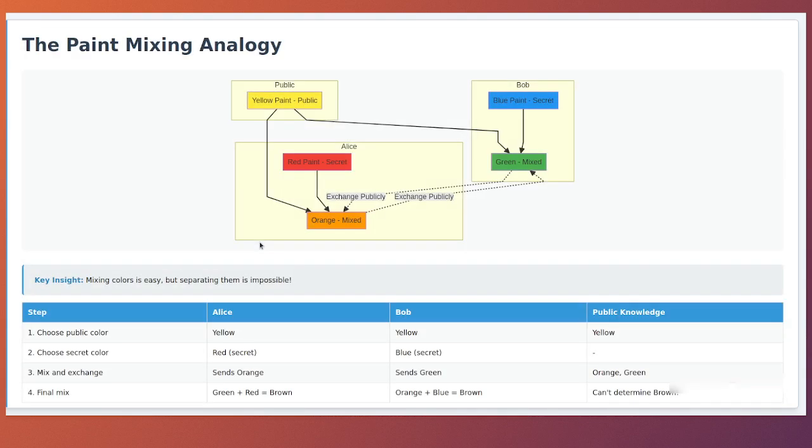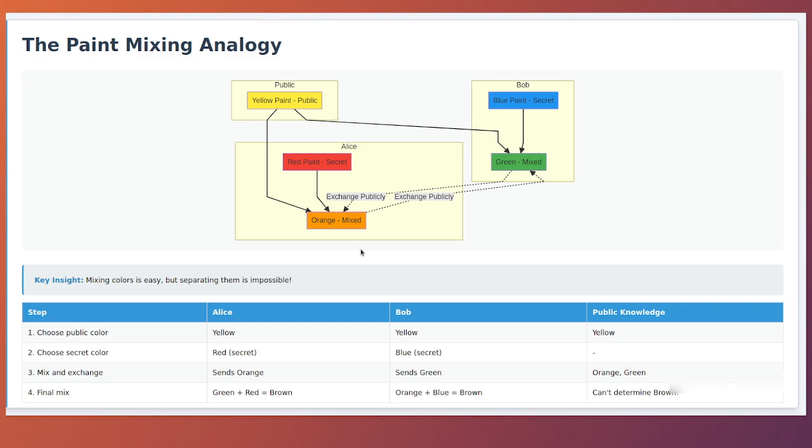The color mixing analogy. Let me start with my favorite analogy for understanding Diffie Hellman: mixing paint colors. This is something we have all done as kids, and it perfectly captures the essence of how this algorithm works.